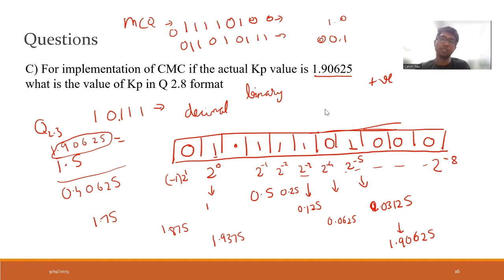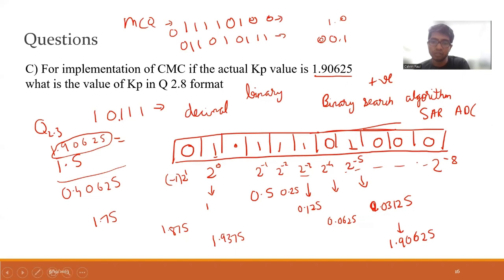So this is actually a binary search algorithm or something. This is similar to your bisection algorithm, or your SAR ADC, successive approximation ADC, which uses this sort of algorithm for finding out the analog value to digital. And similarly, this is also some sort of analog value which we are converting to digital. Okay, so I hope this part is clear.